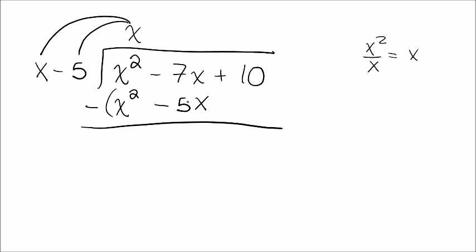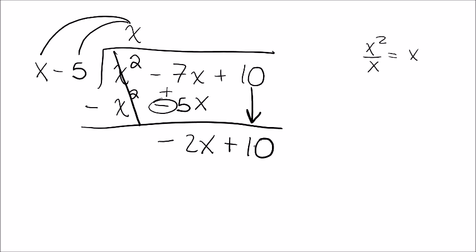So we're minusing out this whole thing here, which means that minus sign has to get distributed to each one of those terms. So it's actually going to change our signs here. So this becomes minus x squared, and this minus is actually going to become a plus. So we get x squared minus x squared, which becomes 0. And then negative 7x plus 5x is going to become a negative 2x. And then we just bring down our plus 10, and we repeat this process.